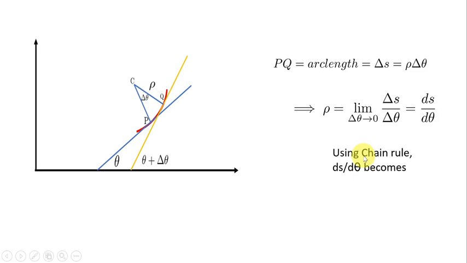Now we use the chain rule in differentiation. Treating S to be a function of x and x to be a function of theta, we can modify ds by d theta as ds by dx into dx by d theta, where x is one variable and theta is another variable. So what we are claiming is that S is a function of x and x is a function of theta, as shown in the equation.